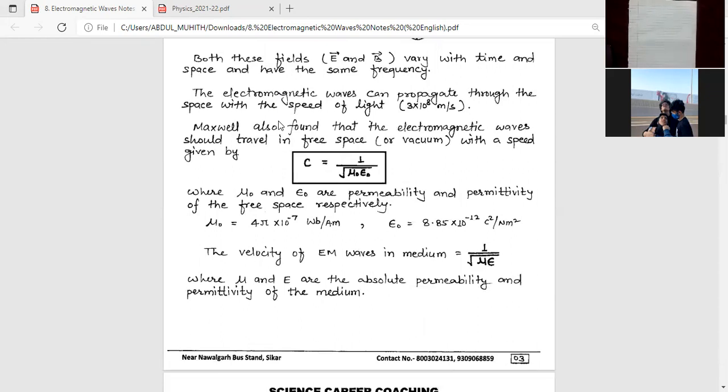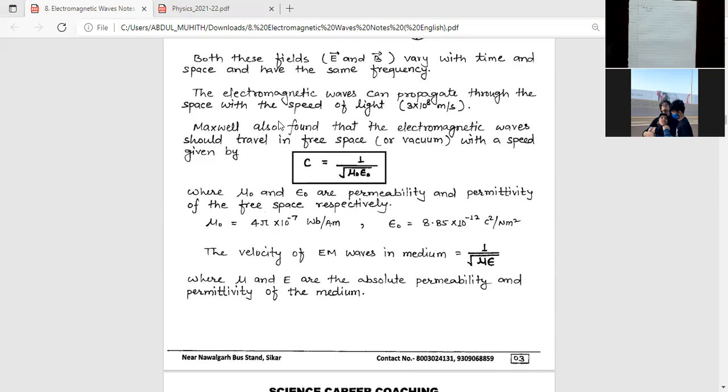Electromagnetic waves can propagate through space with the speed of light, that is 3 into 10 to the power of 8 meter per second. Maxwell also found that an electromagnetic wave should travel in free space with a speed given by c is equal to 1 by square root of mu 0 epsilon 0. This is the formula to calculate the speed of light.